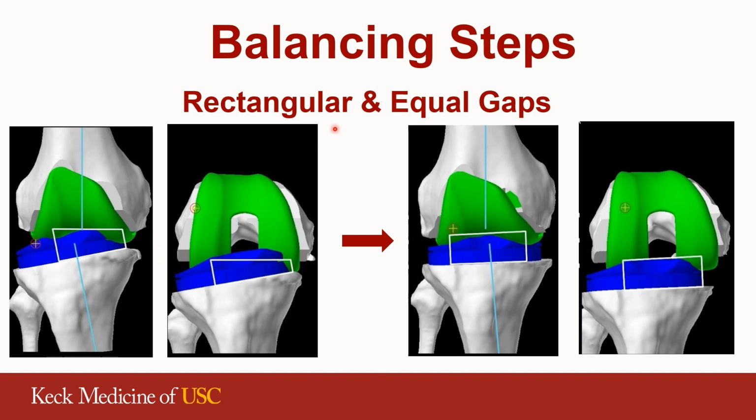And then we're able to make small changes so that we can get a rectangular gap in extension and a rectangular gap in flexion. And we can do this nowadays by making small changes to component position of the tibia, the femur, and in rotation of the femur, so that large releases are no longer necessary.